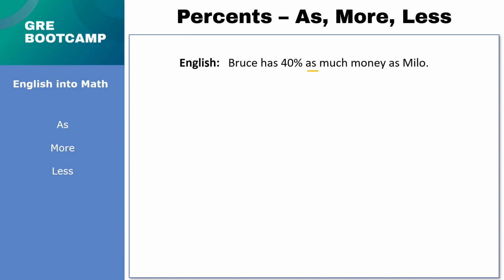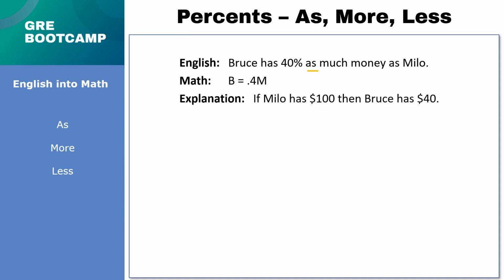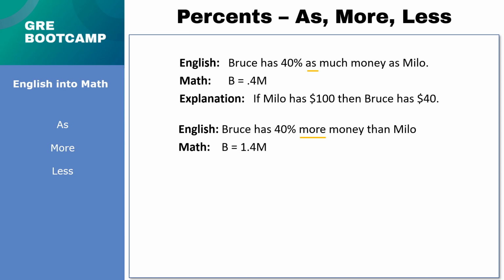So in English, Bruce has 40% as much money as Milo. That means B equals 0.4 M. If Milo has $100, then Bruce has $40. In English, Bruce has 40% more money than Milo. In math, that means B equals 1.4 M. The more means add 1 to the 40%. So if Milo has $100, then Bruce has $140.